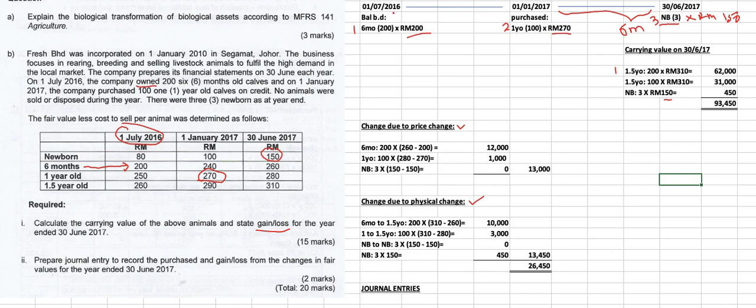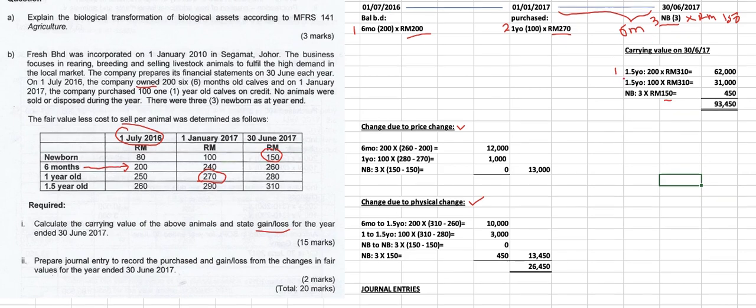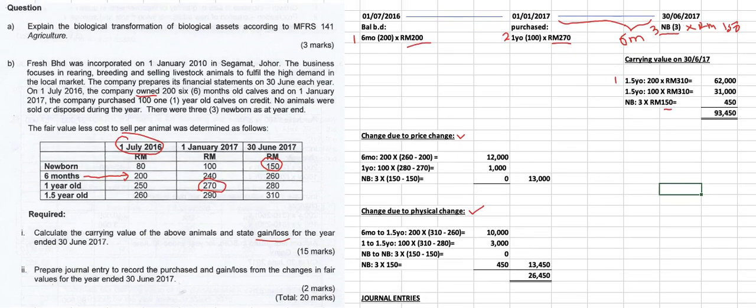Okay, 6 month old plus 1 year, so it becomes 1.5 years old. The second one is 1 year old plus 6 months, so you have 1.5 years old as well. The third one is newborn. Newborn on the same date, dia tak berubah umur. Newborn juga. So the fair value taken on 30th June 17, based on the question here.